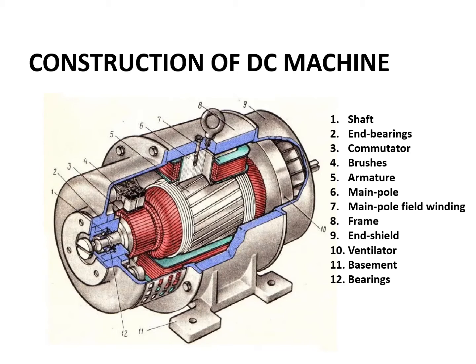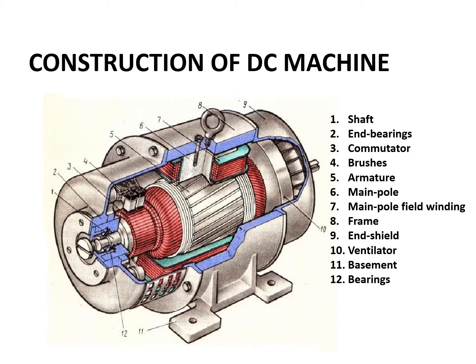This is the open view of a real machine, where number 1 indicates the shaft. This is the axis placed on the axis of the machine, and all the rotating parts are fitted on the shaft. Number 2 indicates the end bearings. This is a very important part by which the terminal connections come from the outside.